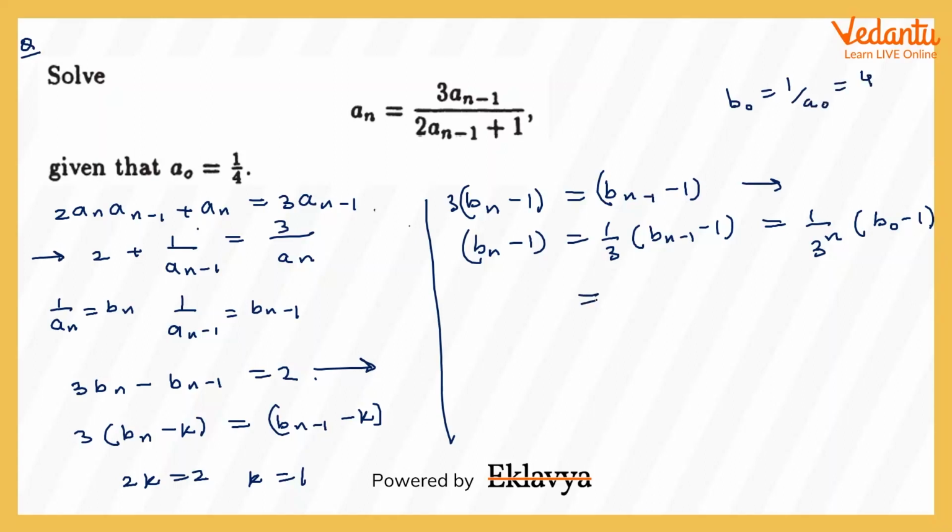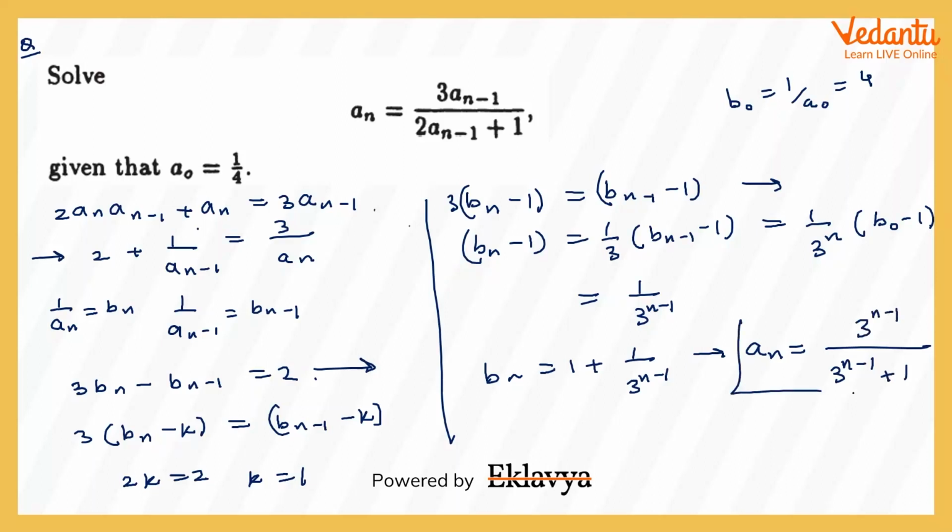So here we will get this as 1 upon 3 power n minus 1. So my bn is actually 1 plus 1 upon 3 power n minus 1. And hence this an can be written out directly after calculating bn. So if I take LCM, it will be 3 power n minus 1 plus 1 over 3 power n minus 1 here. So that is the answer of this question.